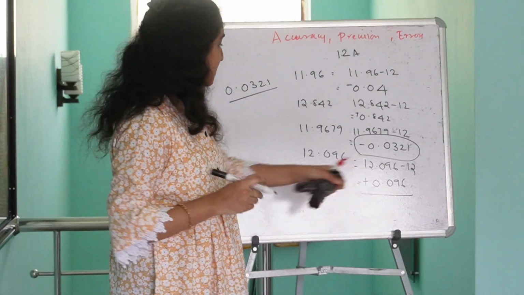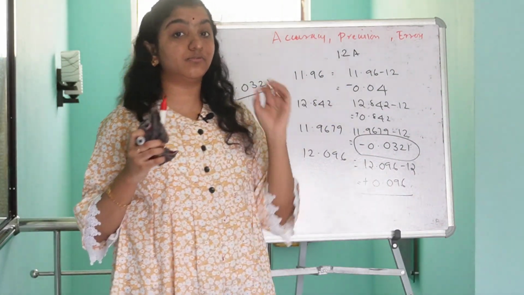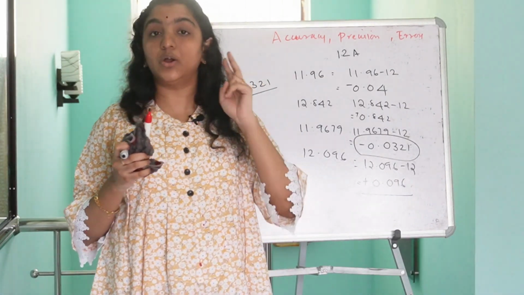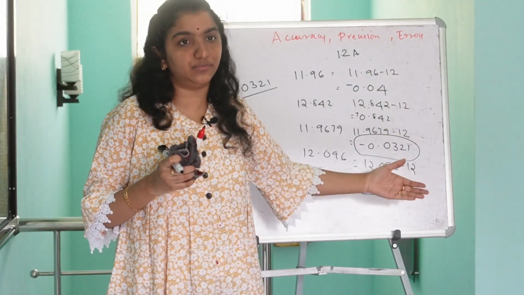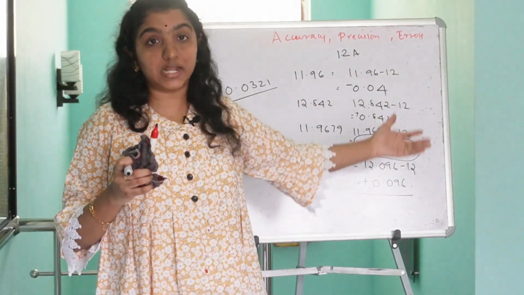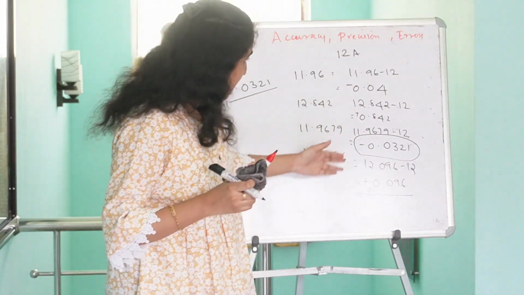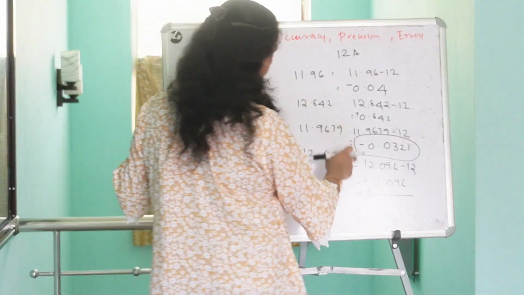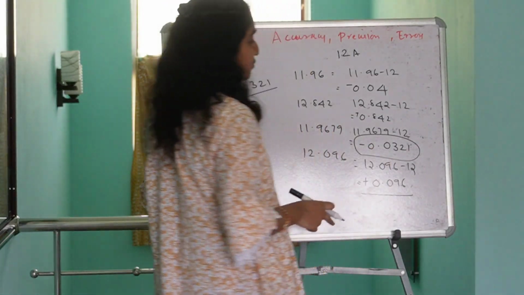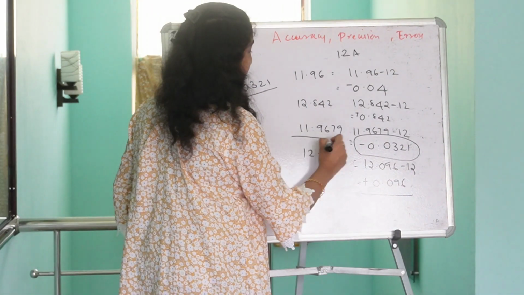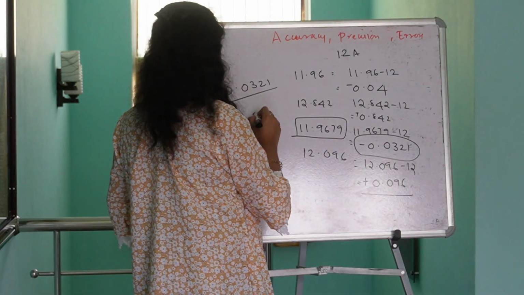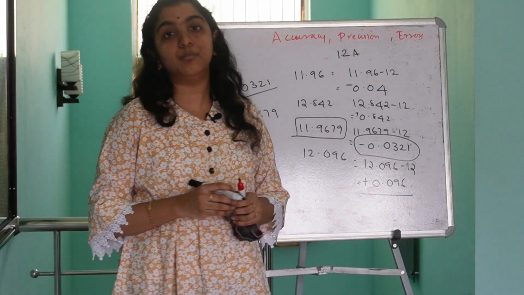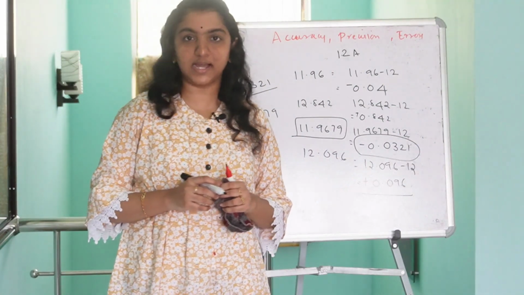Among these four differences, while finding the most accurate value, we only consider the magnitude of the difference. We will never consider the sign of the difference. Is it clear? So I have to find the least value among these four values. Among these four values, 0.0321 is the least value. So we can say 11.9679 is the most accurate value. Is it clear, guys?